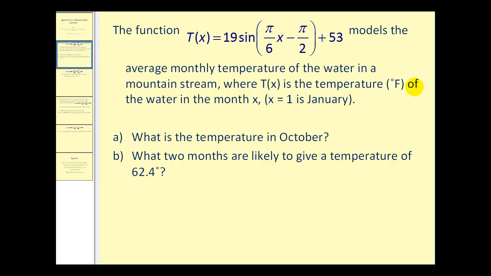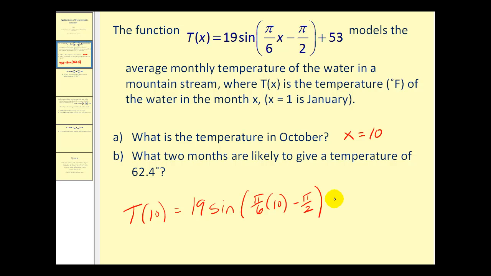So we have two questions here. What is the temperature of the water in October? Well, October would be the 10th month of the year, so it's pretty straightforward here. We have to replace x with 10 and evaluate this function. Let's go ahead and do that. So pi over 6 times 10 minus pi over 2, and then we'll add 53 to that.